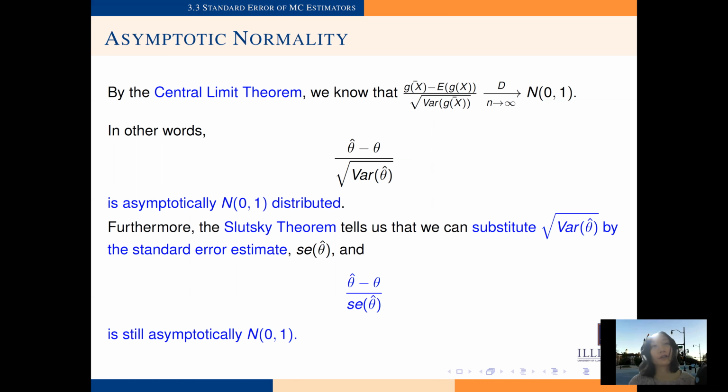Furthermore, I'm not sure whether you learned this in 410, but there's a famous theorem called Slutsky's theorem. Slutsky's theorem tells us that we can substitute the denominator, the square root of the true variance of theta hat, by its estimate, the standard error estimate SE of theta hat. If we replace the denominator by the finite sample estimate, the resulting fraction over here, theta hat minus theta divided by SE of theta hat, is still asymptotically normally distributed.